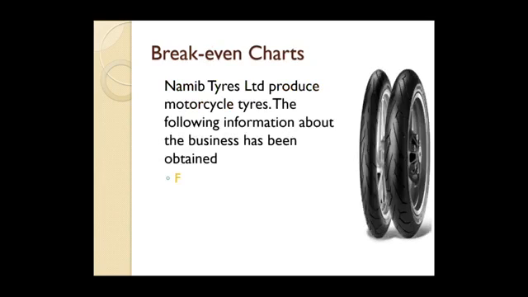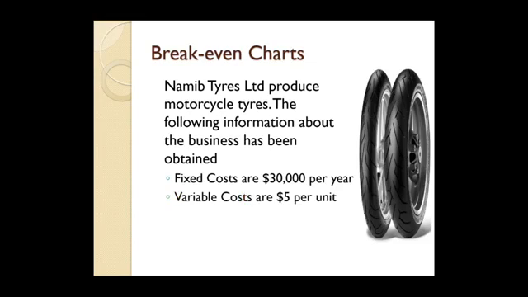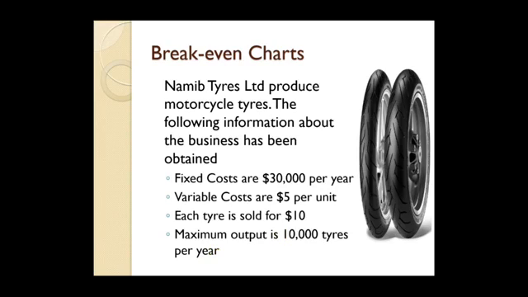Okay, there is an exercise here, just to understand it quickly before we draw it together. Here we have a business that produces motorcycle tires. The following information about the business has been obtained. Fixed cost, they said, is $30,000 per year. Variable cost is $5 per unit, like each tire costs me $5. Each tire is sold for $10. And the maximum output produced is 10,000 tires per year.